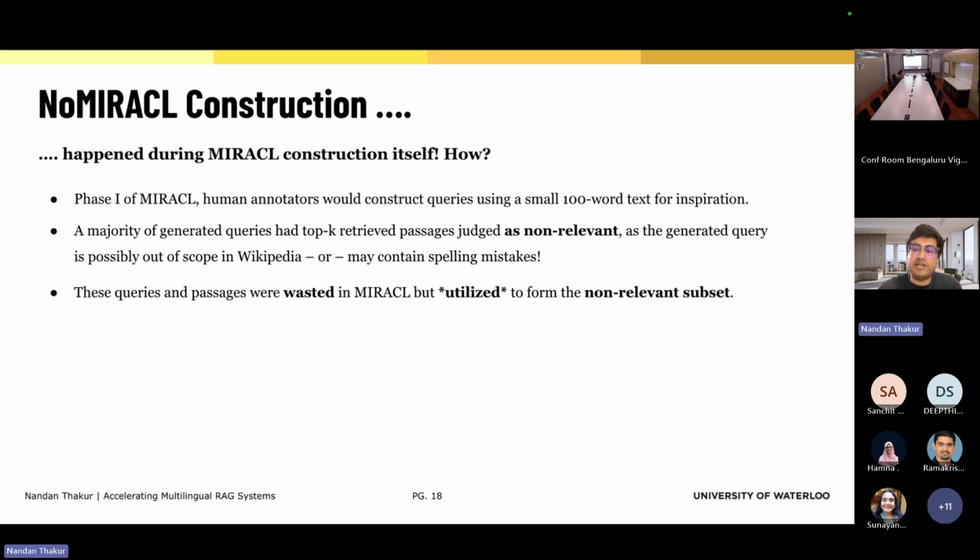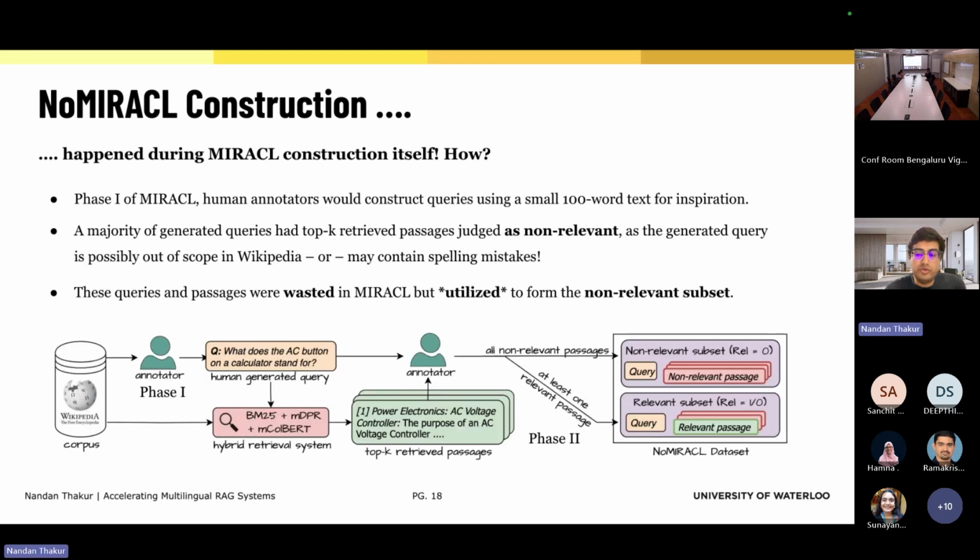So these queries and passages were kind of wasted in MIRACL, because for a retrieval subset you need relevant passages given a query, but they were utilized in our case to form the non-relevant subset in NoMIRACL. So we were able to efficiently utilize, and not waste, all the effort which went into annotating these queries and the passage labels. Just to remind you, the annotation phase was exactly similar to the MIRACL one. In phase 1 the annotator would generate a query, then it would go through a retrieval system and you would retrieve some top-K passages. The only difference is that whenever all the passages were labeled as non-relevant, we found that to be the non-relevant subset in NoMIRACL. And correspondingly, the relevant subset of NoMIRACL is the MIRACL dataset itself.